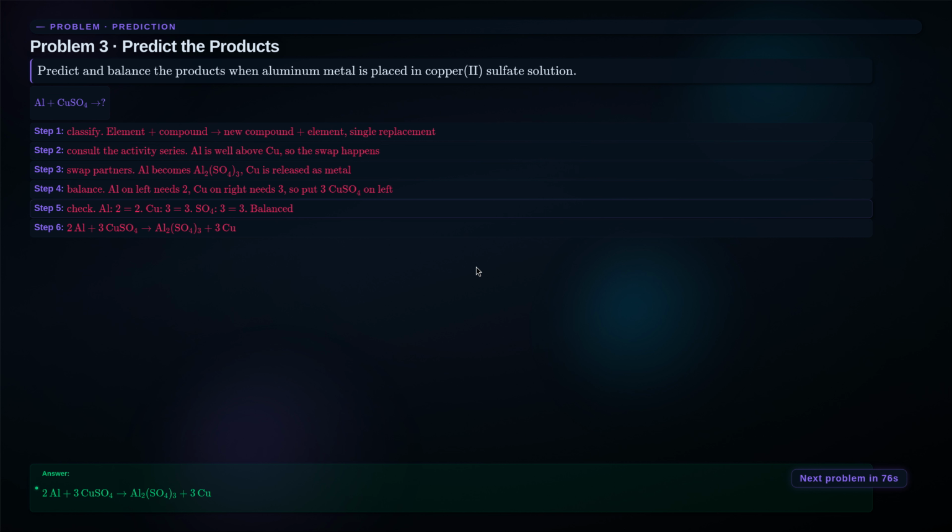Step 4. Balance the equation. 1 Mg and 1 Cu on each side, with 2 Cl on each side. Step 5. The balanced equation is Mg plus CuCl2 yields MgCl2 plus Cu. The answer is yes. Magnesium replaces copper, the solution loses its blue color and reddish copper metal deposits on the magnesium ribbon.